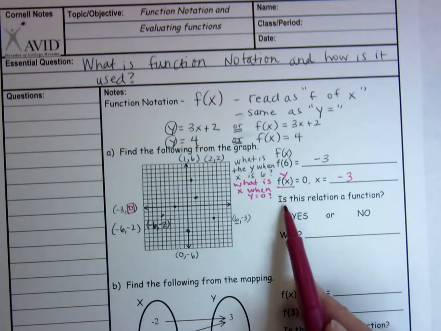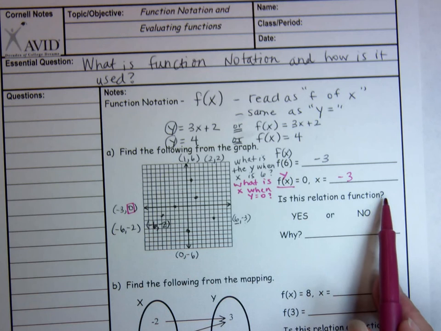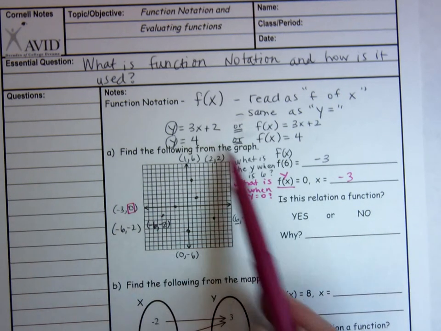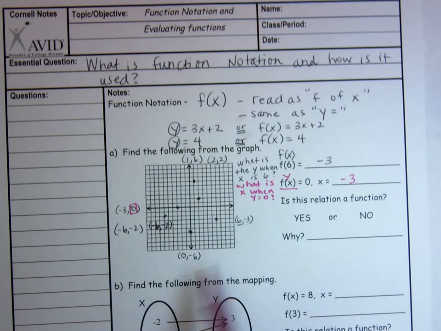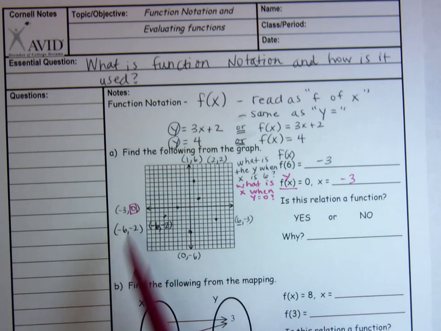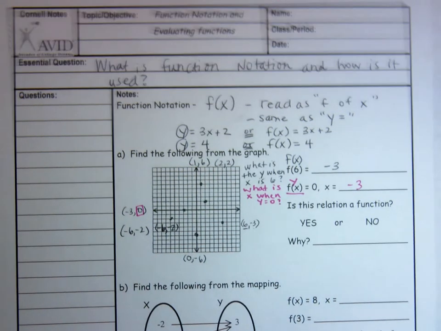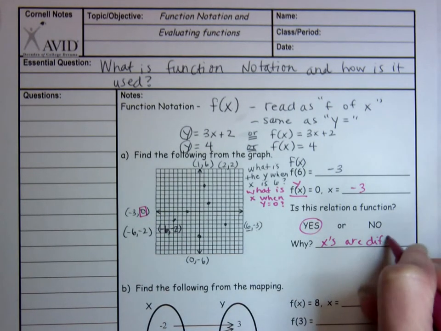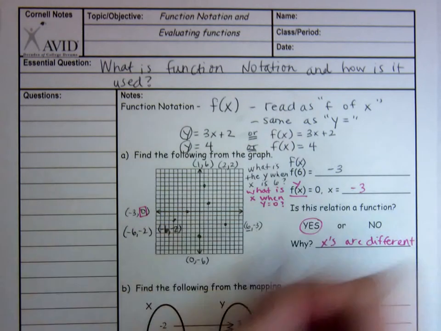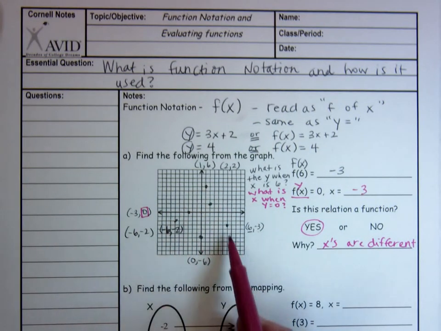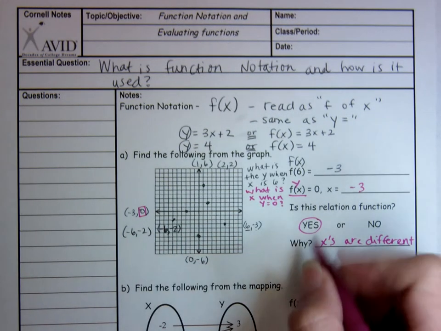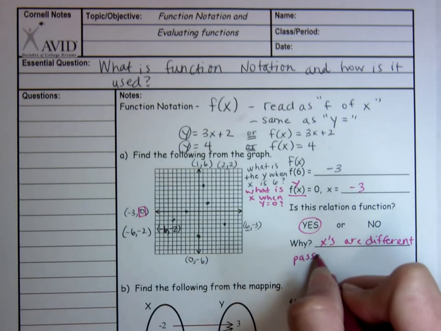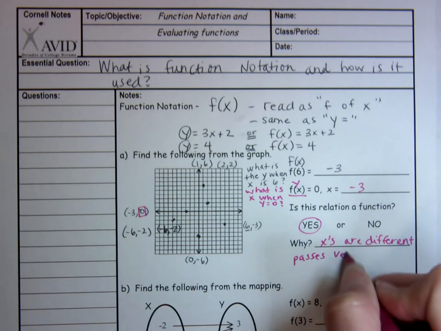The next question is, is this relation a function? Remember, if we're going to be looking at the ordered pairs to determine if it's a function, what has to happen? The x's have to be different. So you could look at the x's here, and all the x's are different, so that means it is a function. We could also, if you didn't write down the ordered pairs, just look at the points that are on here and do the vertical line test. So we could say, yes, this passes the vertical line test.